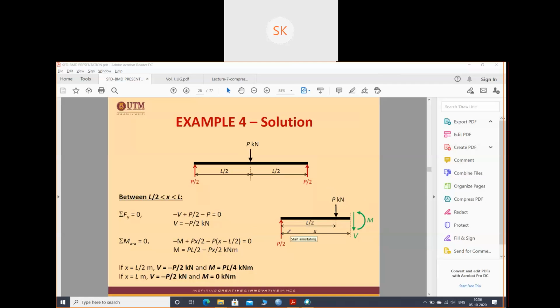So summation of all the forces minus V. This is the positive P by 2. This is the negative P by 2. I am taking a section at this position, suppose A-A. Okay, so this is the free body diagram.